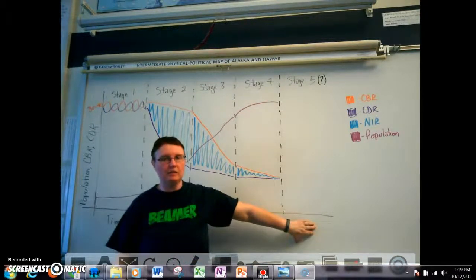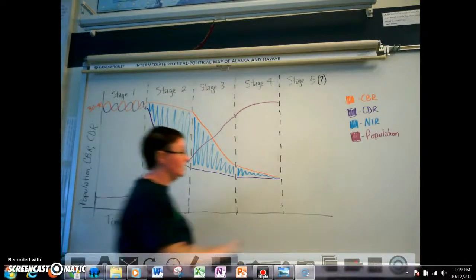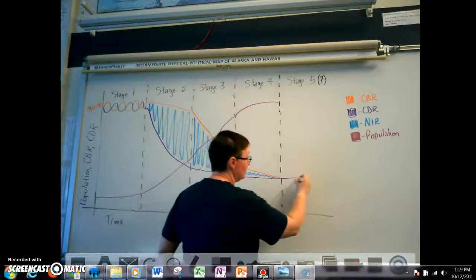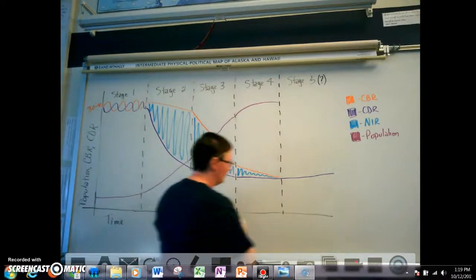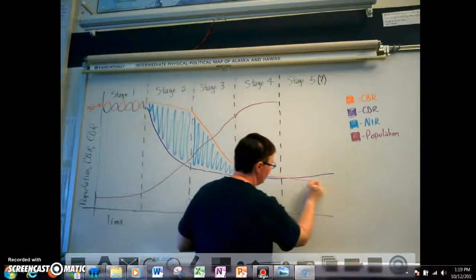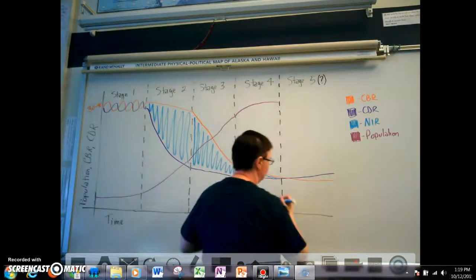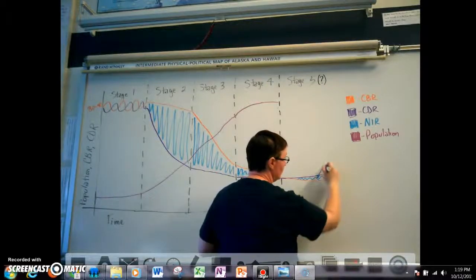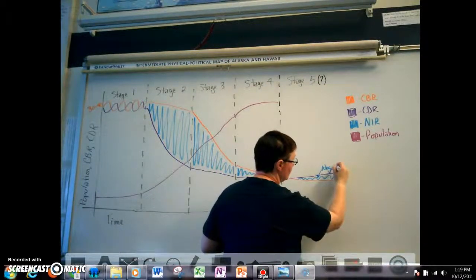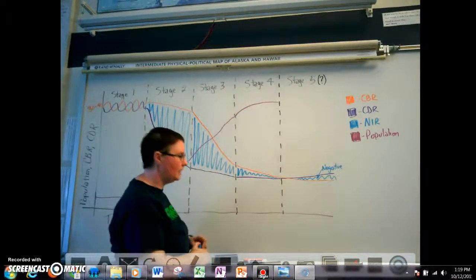Stage 5 is hypothetical, but I'm going to include it because I think we're there, and I think you need to know about it. And stage 5 is really weird, because what we see happening, our death rates level off, maybe go up a little bit. Okay? Our birth rates continue to drop down a little bit. And now our natural increase rate is negative. In other words, populations are shrinking. Populations are shrinking. More people are dying than are being born.